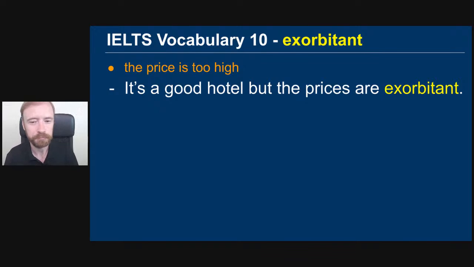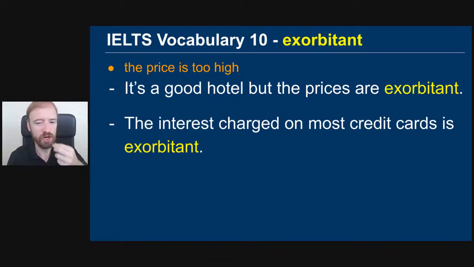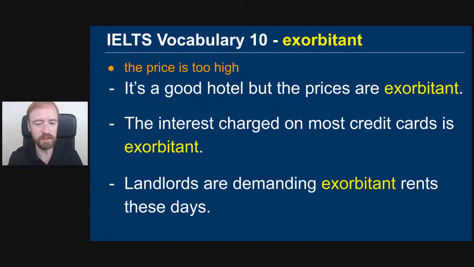Too high. It's a good hotel, but the prices are exorbitant. Too high. That would mean very, very high price. The interest charged on most credit cards is exorbitant. And landlords are demanding exorbitant rents these days.